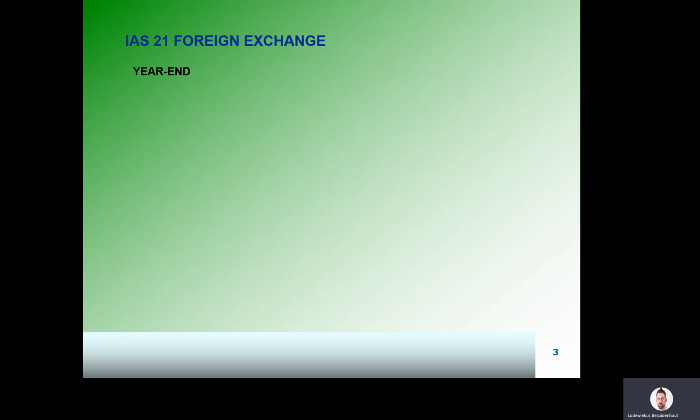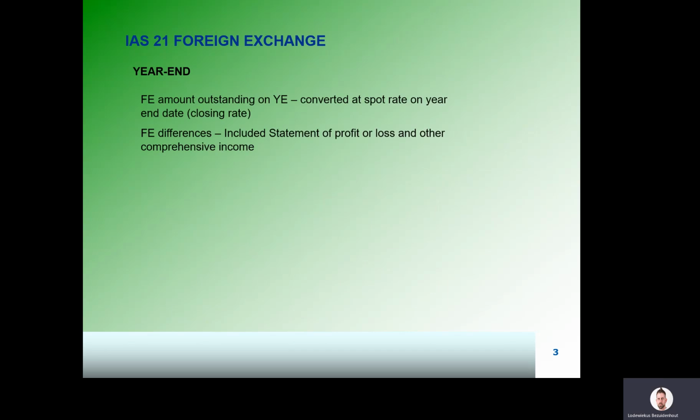So on year end, any foreign amount outstanding on year end must be converted at the spot rate on the year end closing date. So we must use the spot rate, the closing rate on year end, and convert any foreign currency that we still have as outstanding. That is just to reflect in the financial statements the value of any foreign money that we owe or debtors that we might be receivable from overseas at the spot rate on year end.